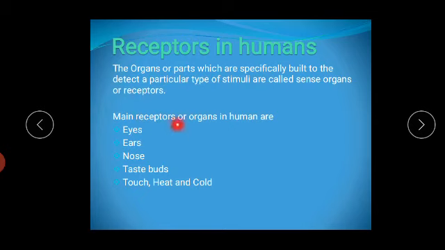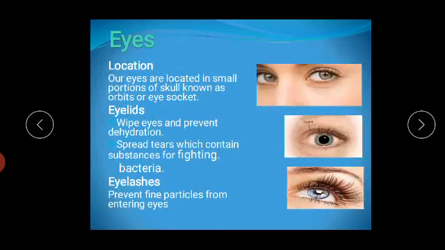The main receptors or organs in humans are eyes, ears, nose, taste buds that are present on our tongue for different tastes like sweet, sour, bitter, touch, heat and cold. Here we will discuss the eyes in detail. First we will see the structure of the eye, then the image formation, how the image forms within the eye, then the disorders of the eye. We discuss the eye in detail.